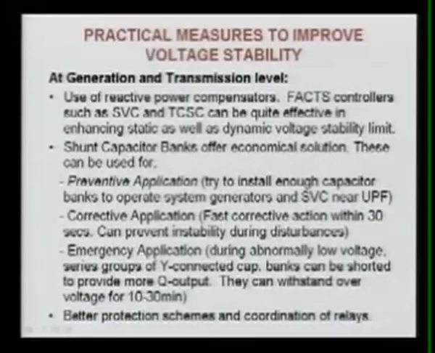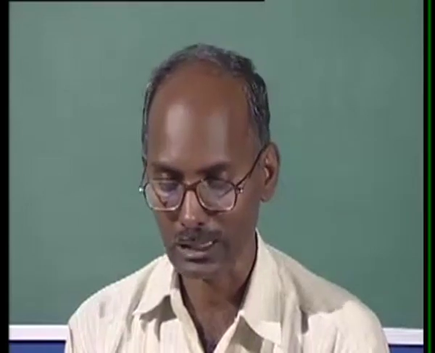Now, from the very beginning we studied the various stabilities, that is transient stability and small signal stability, and also discussed how we can improve those stabilities. Here I am going to discuss the practical measures to improve voltage stability. Again, we can divide them into two locations. One is what you can do at the generation and transmission levels, and the other is at your distribution level.